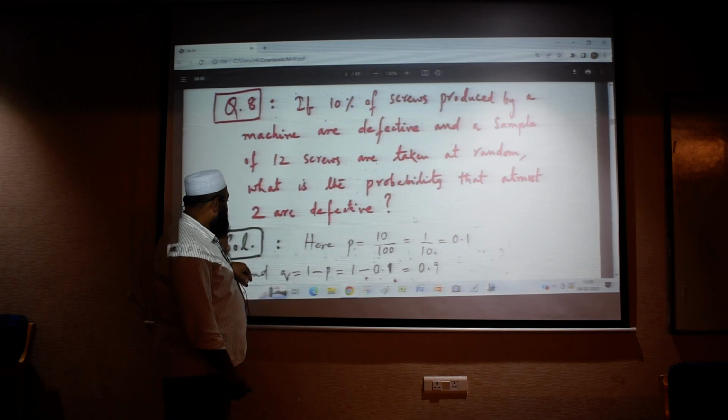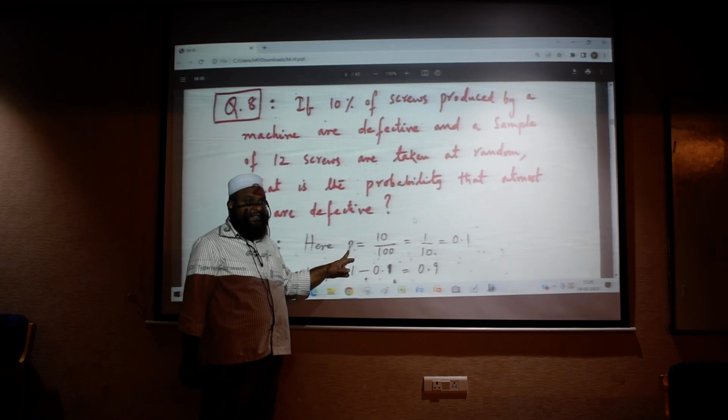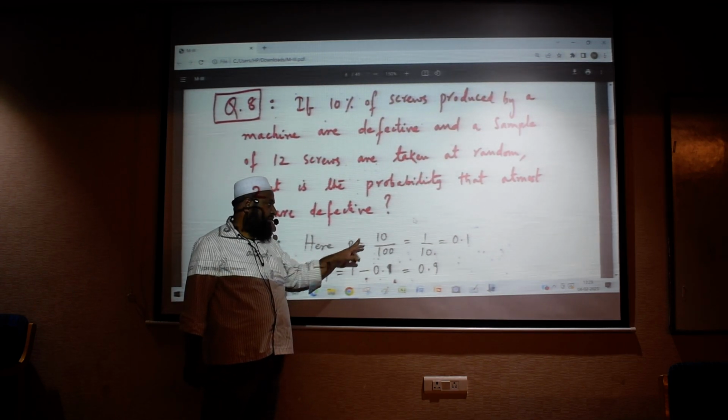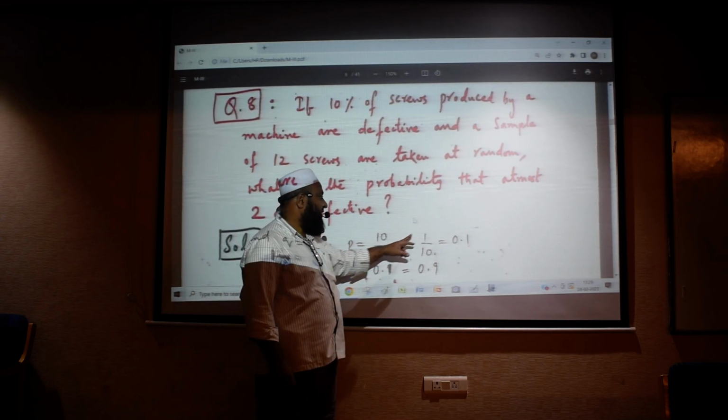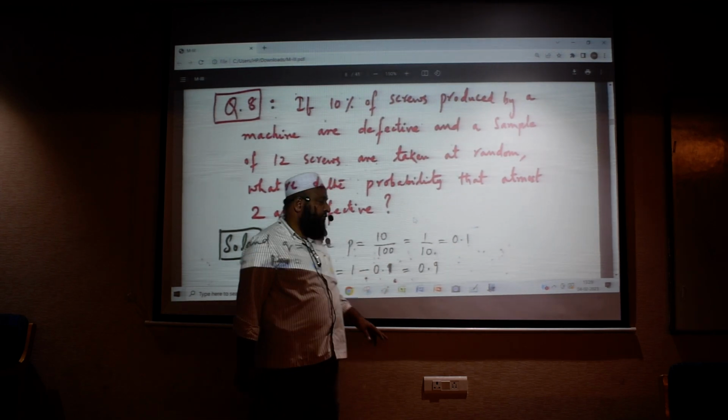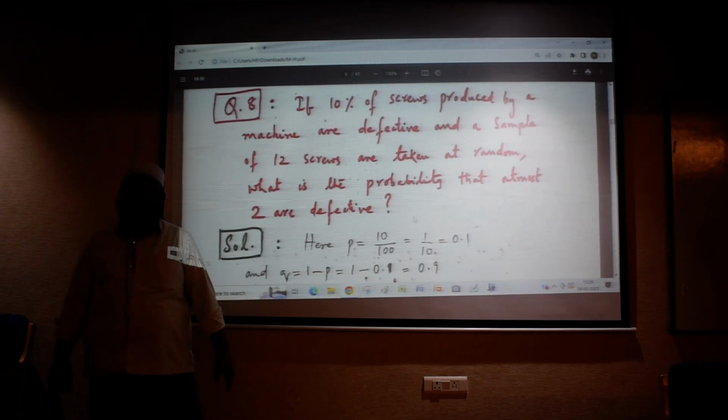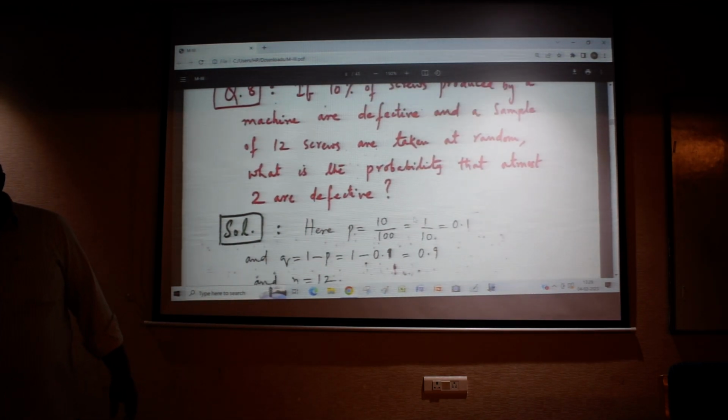Now here P is equal to 10 by 100. That is the probability of getting a defective screw. So that is 1 by 10, that is nothing but 0.1. So what will be the value of Q? You know, 1 minus P.